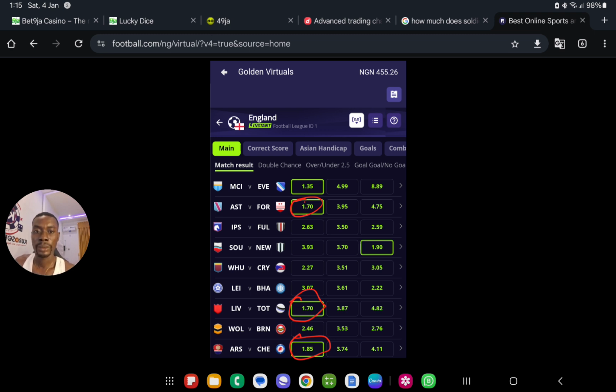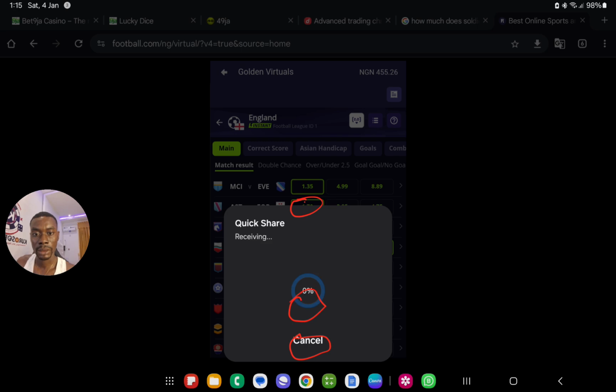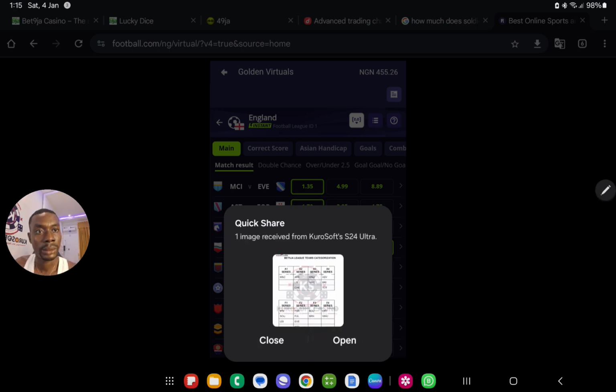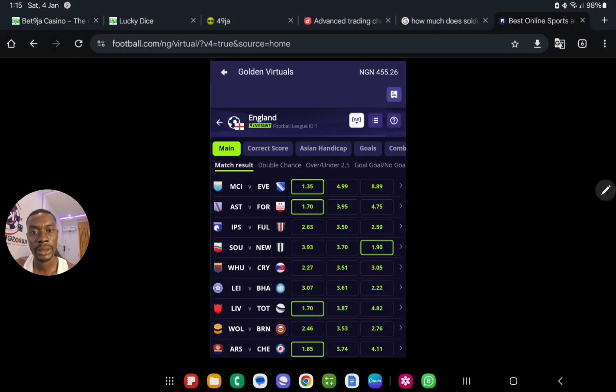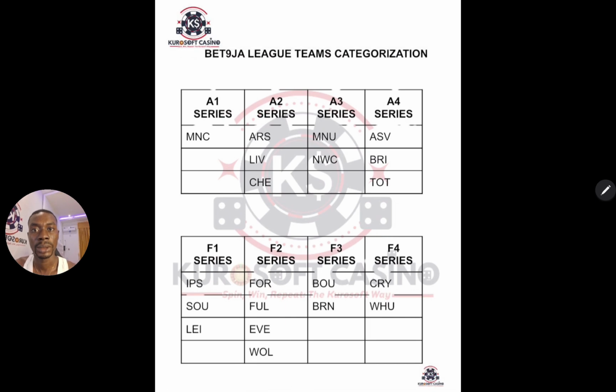Okay, so here it is. It's loading. Okay. Now here is the categorization of the teams. This specific categorization is for Bet Ninja and Man City.